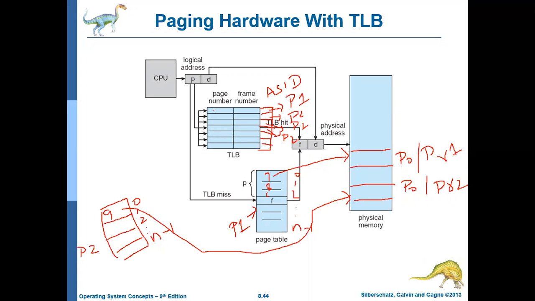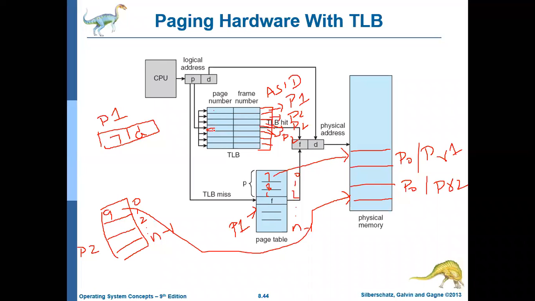Now if the CPU creates a logical address, assume this logical address is for process P1, say page number 7 and some offset value D. Then it will first check whether page number 7 is available here or not. Okay, 7 is available somewhere. Then again it will confirm what the process number is, whether it is process 1 or process 2.